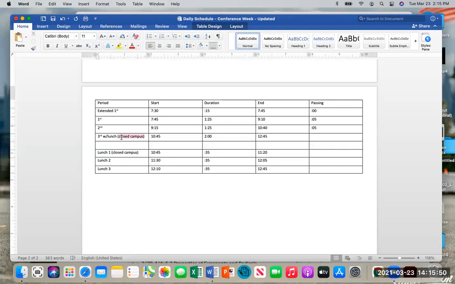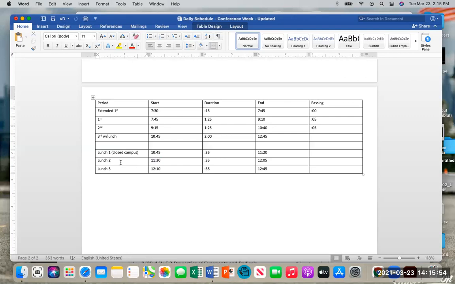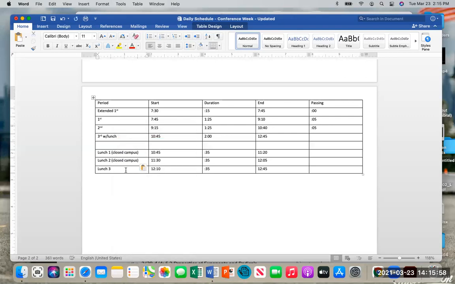Same thing with second lunch. We'll cut that. But third lunch technically has an open campus. From what they've told me, with first and second lunch, you cannot leave and go somewhere, home, McDonald's, whatever. You can't leave and go somewhere and then come back to school for the remainder of the day, which is why first and second lunch are closed.